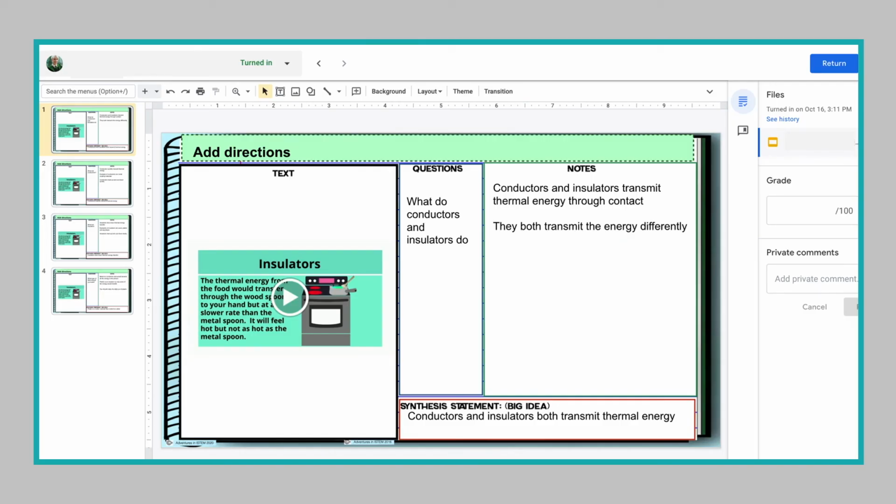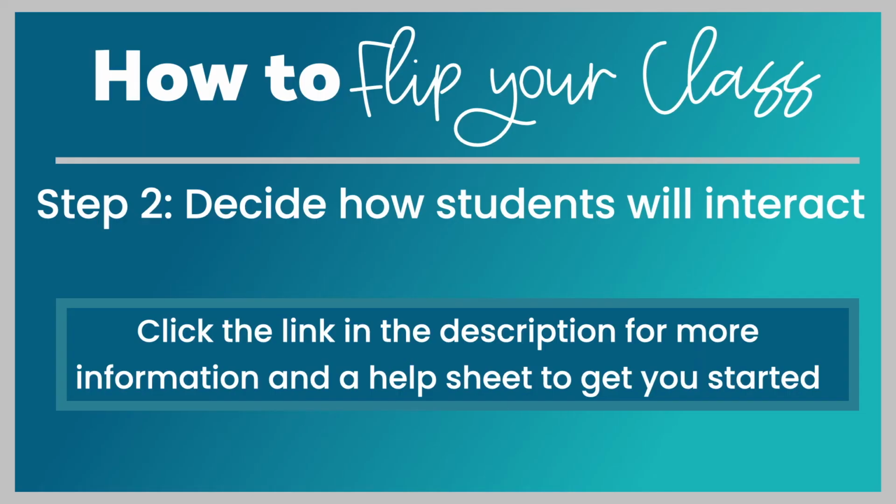In Google Slides, you can easily send it out through Google Classroom, and then you can use that to grade how they did and how they interacted with that video. How to flip your class. Step 2, decide how students will interact.